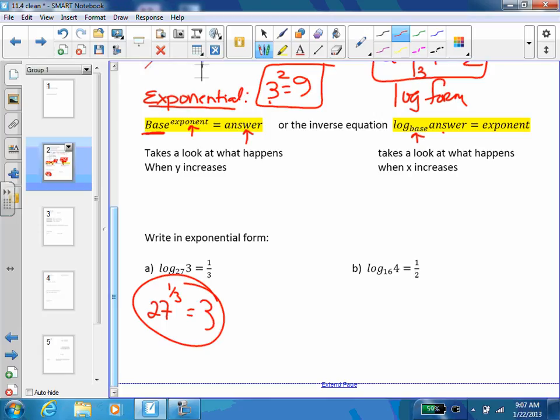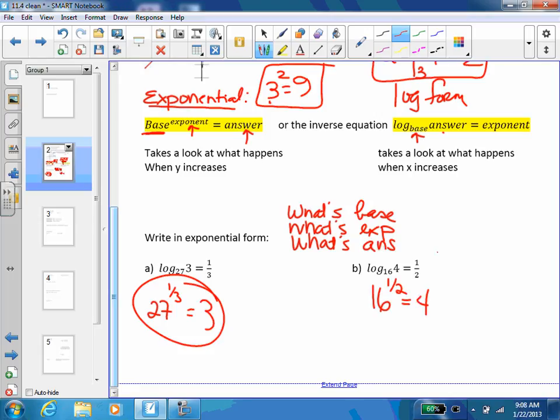And it should make sense, right? A cubic root of 27 is 3, all right? So the questions you ask are, what's the base, what's the exponent, what's the answer? Those 3 questions will always help you place the information in the right spot. All right, so what's my base? What's my exponent? 1/2, right? What's my answer? Right. There's my exponent right there.